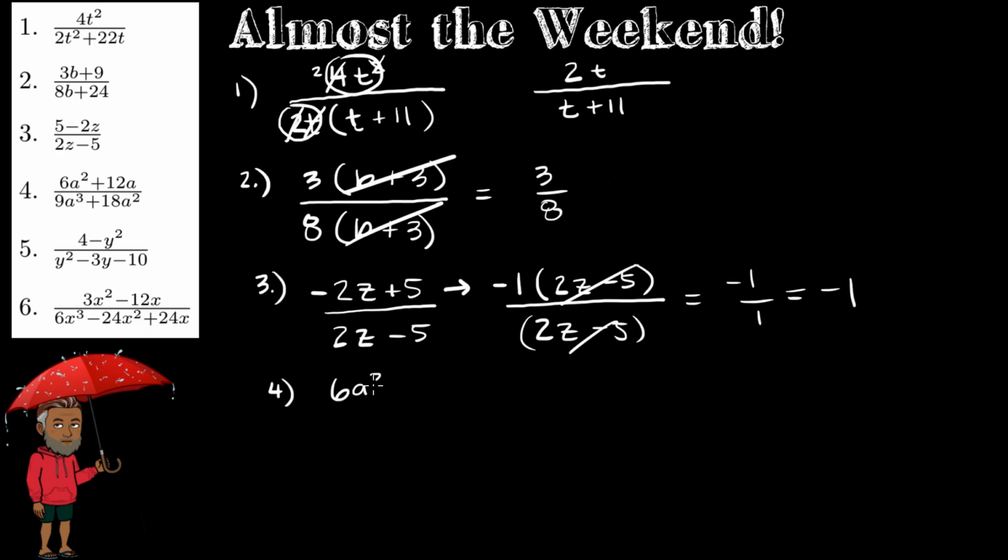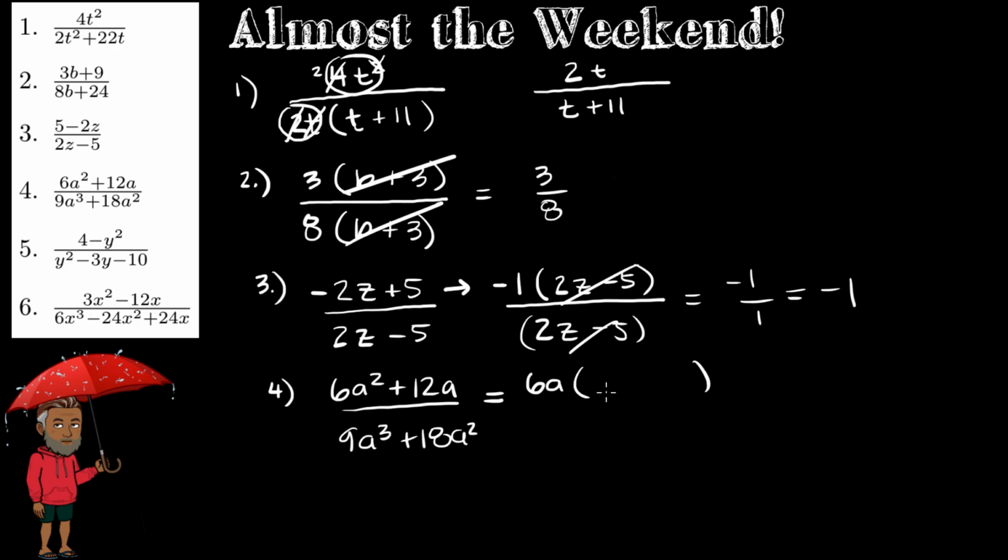6a to the power of 2 plus 12a over 9a to the power of 3 plus 18a to the power of 2. So we're going to go ahead and factor this thing. What I mean by that is we're going to take out what they have in common. So I wrote the problem down so you could see it. This one's a little more intense. They both can be divided by 6. So I'm going to factor out a 6, but they also have an a. So I'm going to take out 6a.